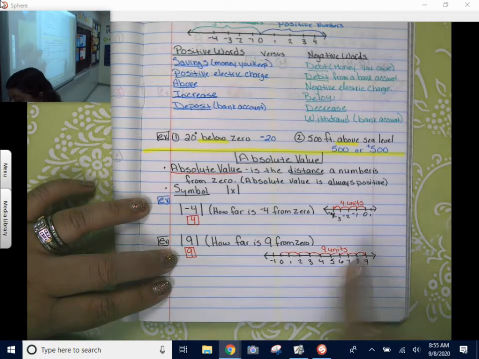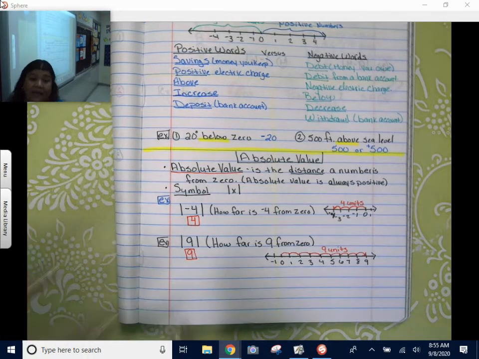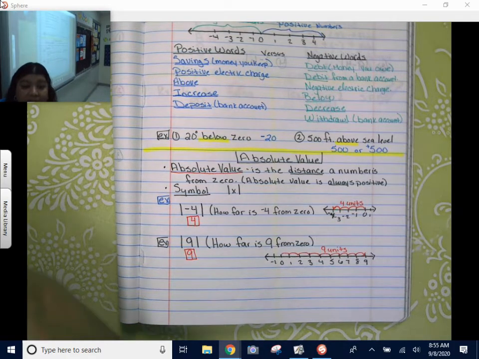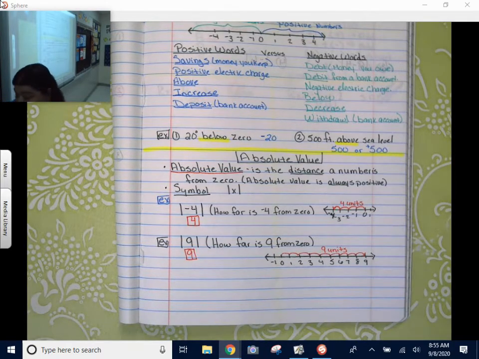9 units away, so my answer is 9, okay? The answer to an absolute value problem is always going to be positive, okay? It's just asking you how far away it is. So it's always going to be a positive number, okay?